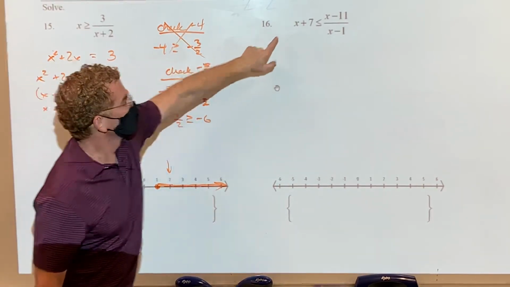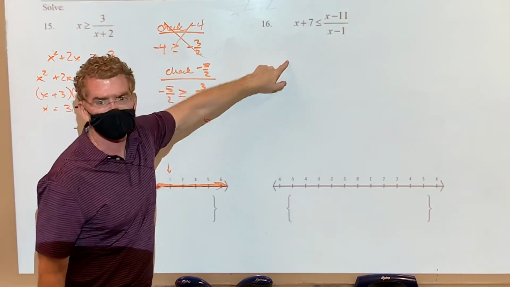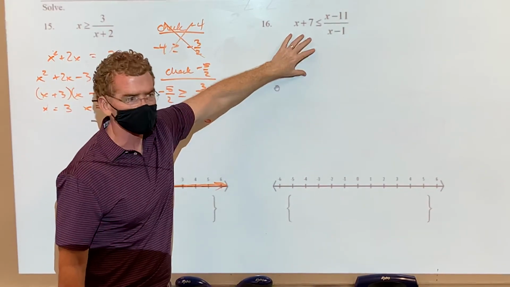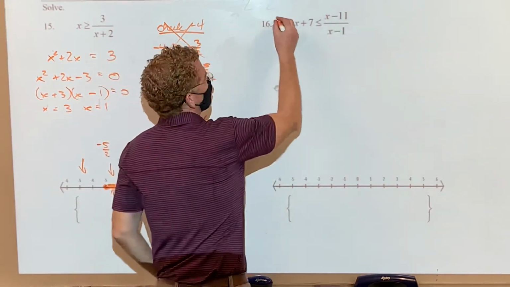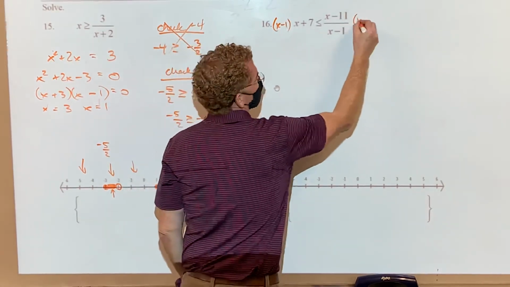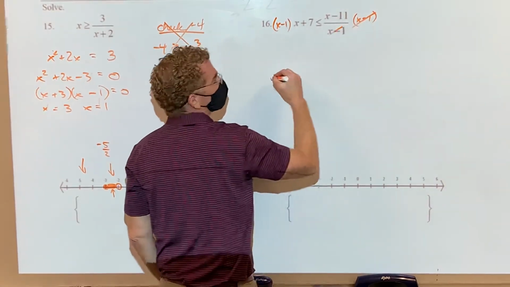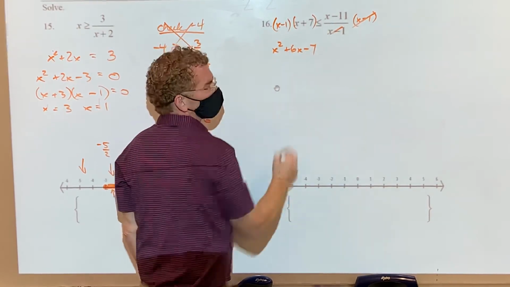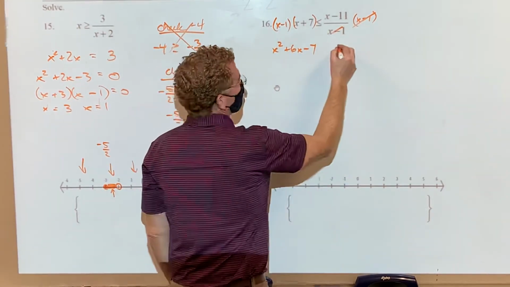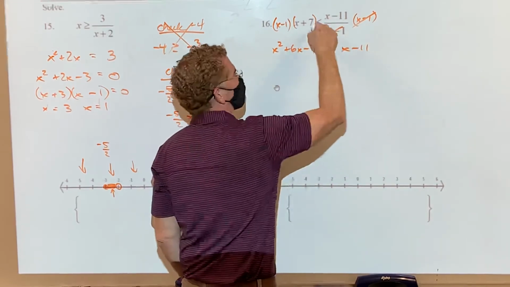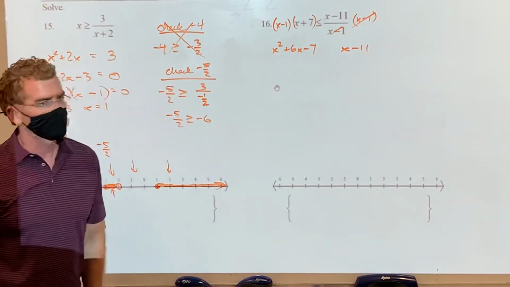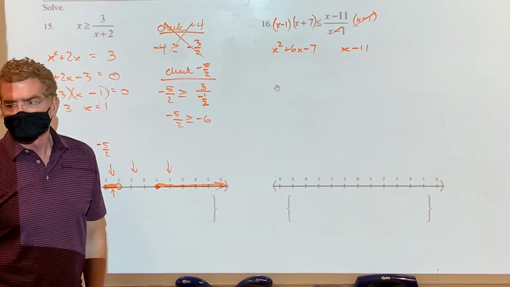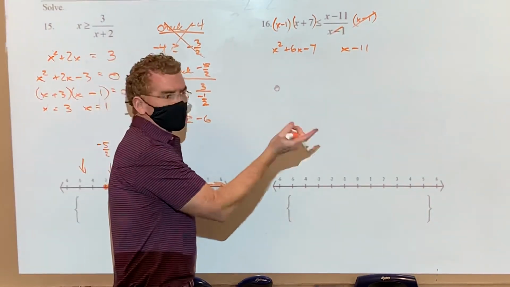So right here, same thing. You see an inequality, it's a rational function. What would you do? Multiply by an x minus 1. Of course, it cancels there. Here, I'm going to have to FOIL it out. And all said and done, you get that, x minus 11 on the other side. What's the inequality? I just don't know, because I don't know whether I multiply both sides by positive or negative.